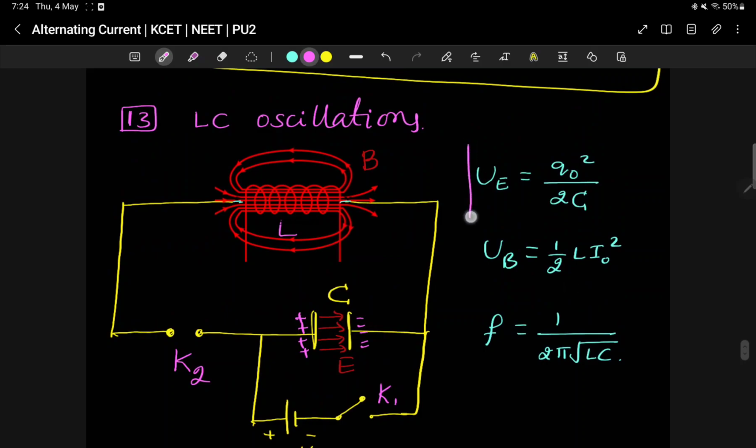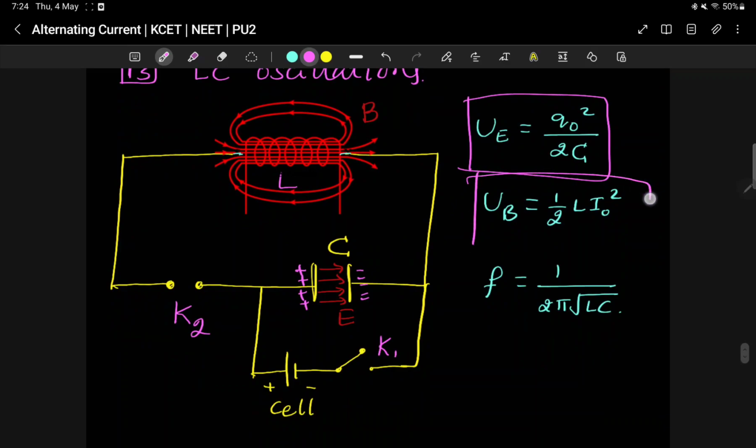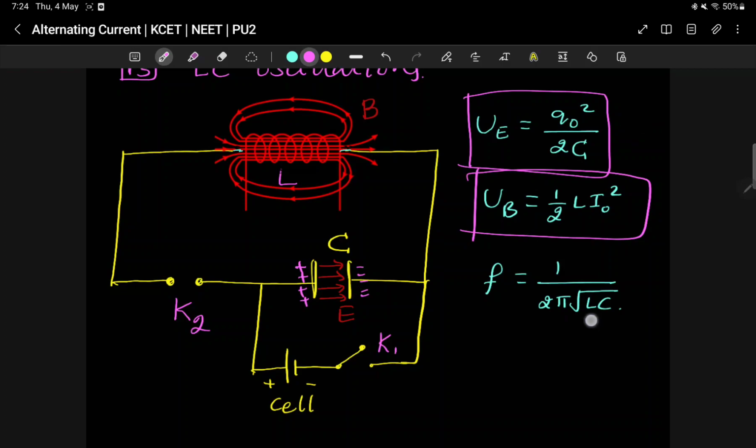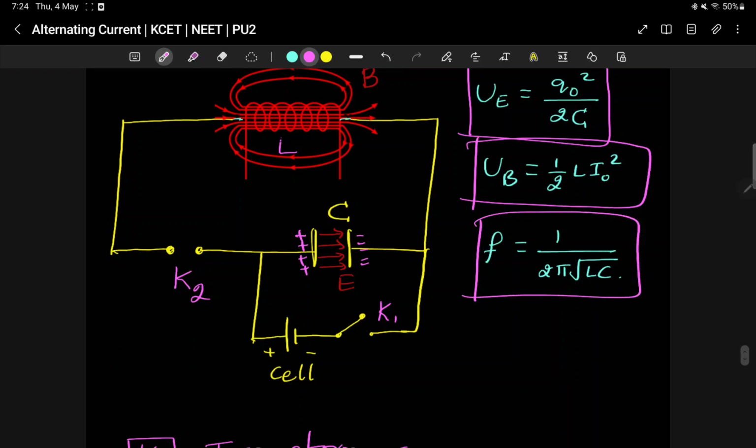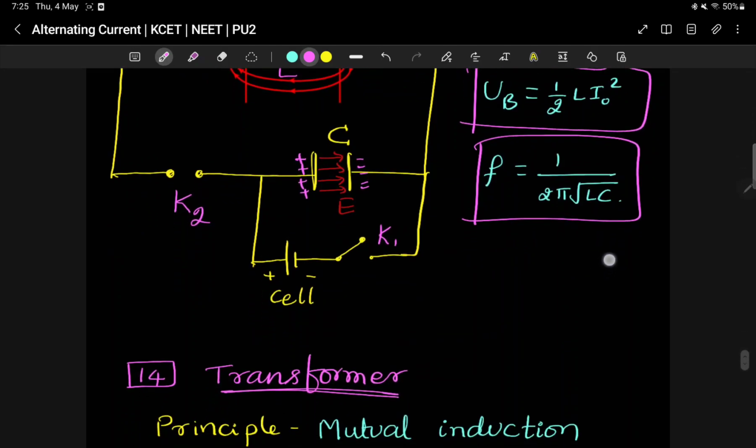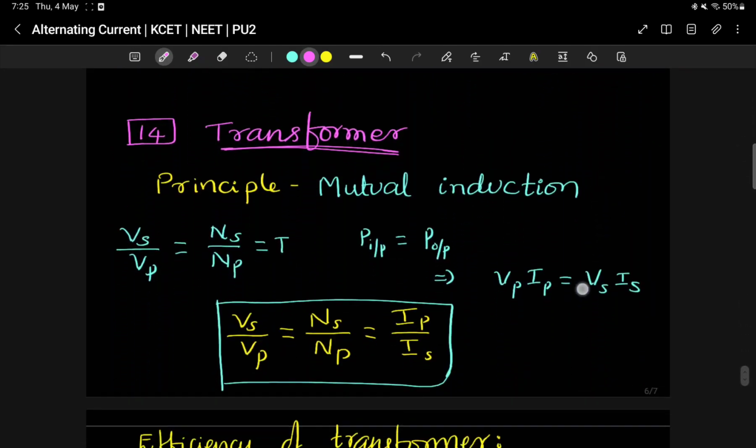From that you can calculate the energy stored in the capacitor, which is given by Q squared by 2C, and the energy stored in the inductor is given by half L i squared, or half L I naught squared. This is the maximum value of current, giving the maximum energy stored in the inductor. Q naught is the maximum charge stored in the capacitor, which gives the maximum energy also. Then the frequency of LC oscillations is given by f is equal to 1 divided by 2 pi square root of LC.